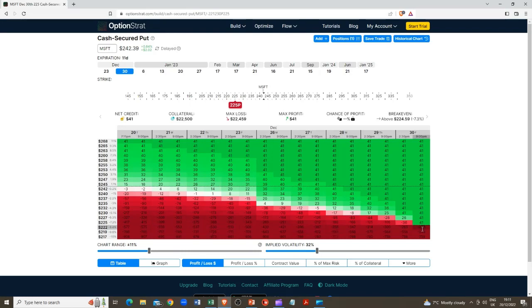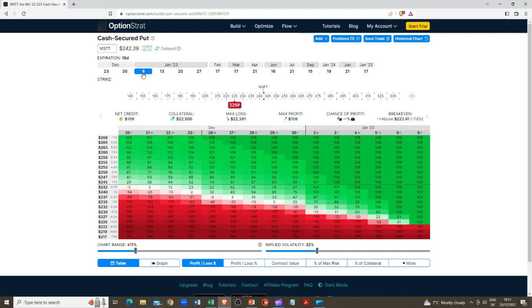So as we can see here, what it says is that you start losing money when the price of Microsoft drops to the $222 mark, which in effect means that you will be assigned and you will have to buy Microsoft at that price. And if the price of Microsoft keeps dropping, then you have lost money. But that's the beauty of OptionStrat.